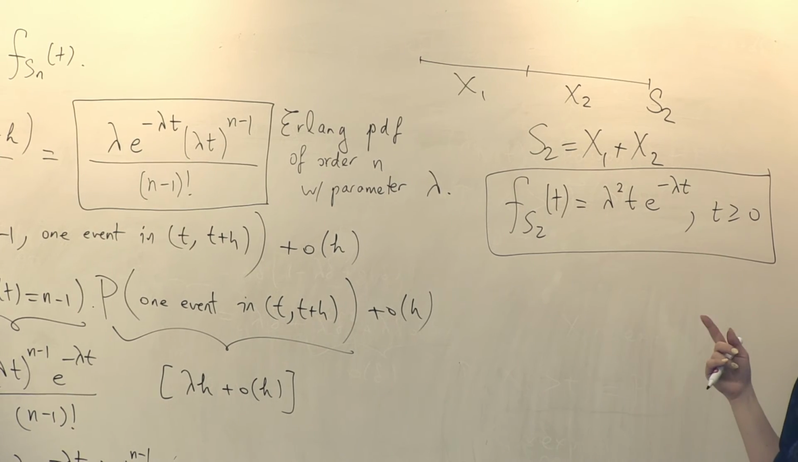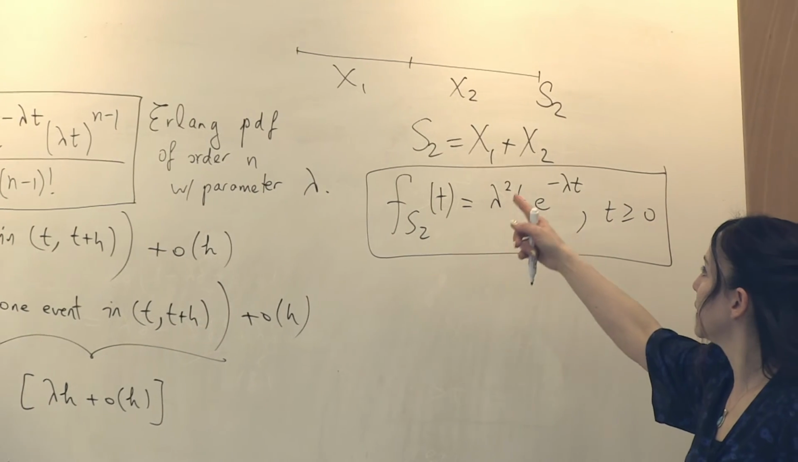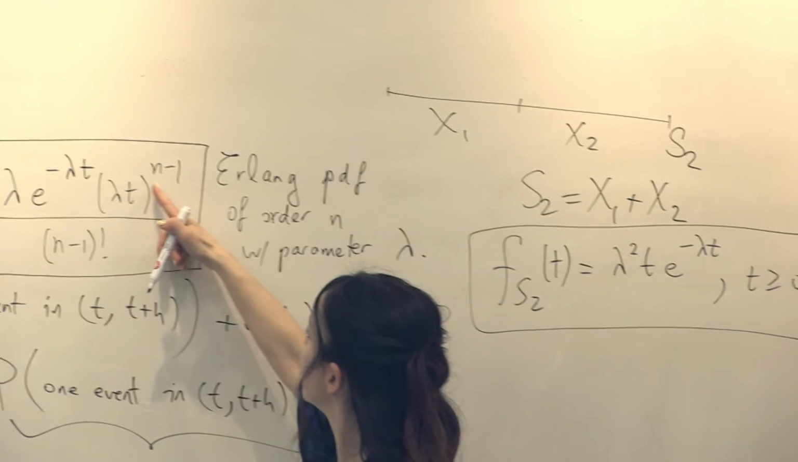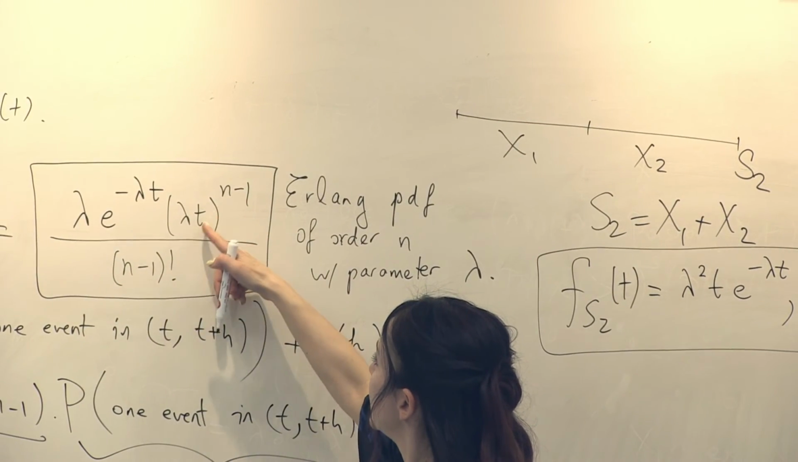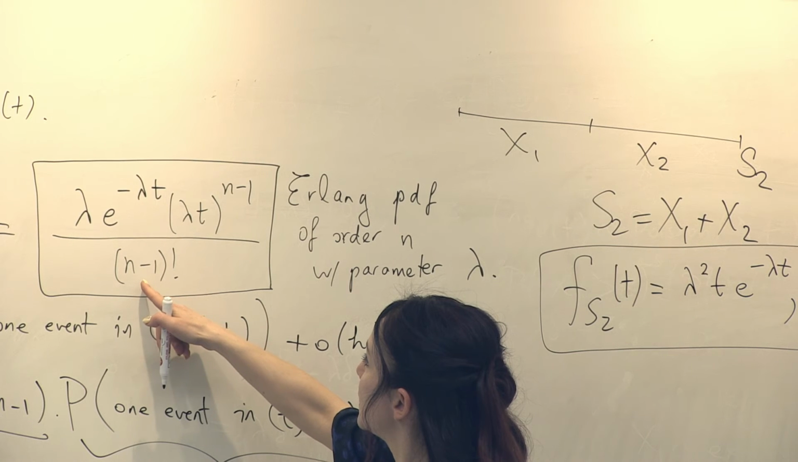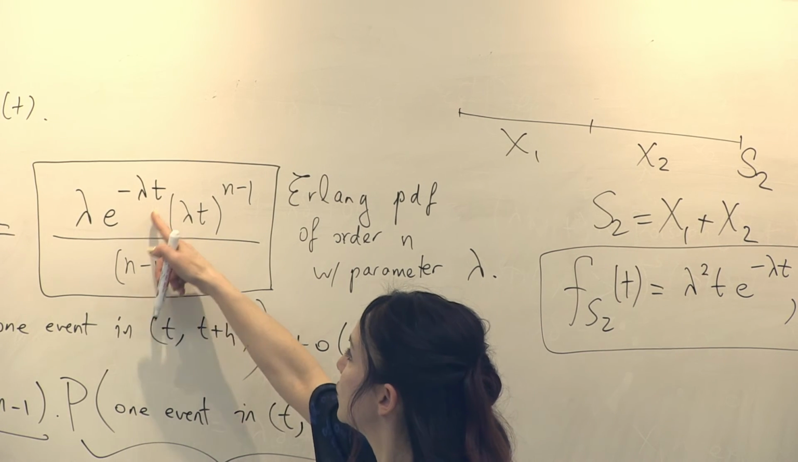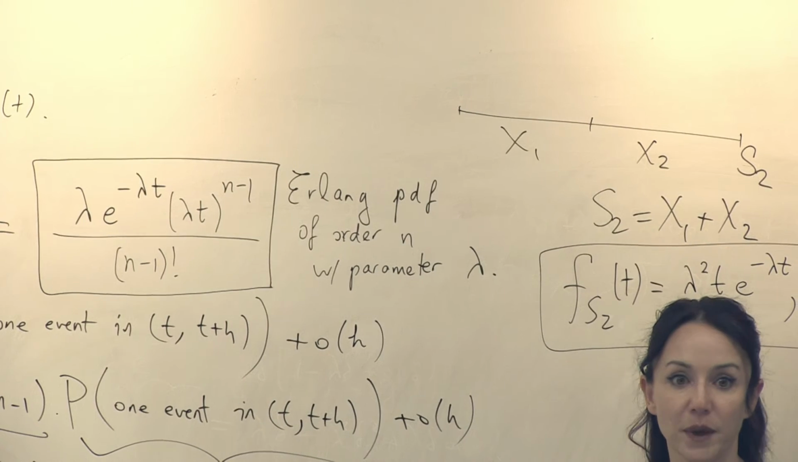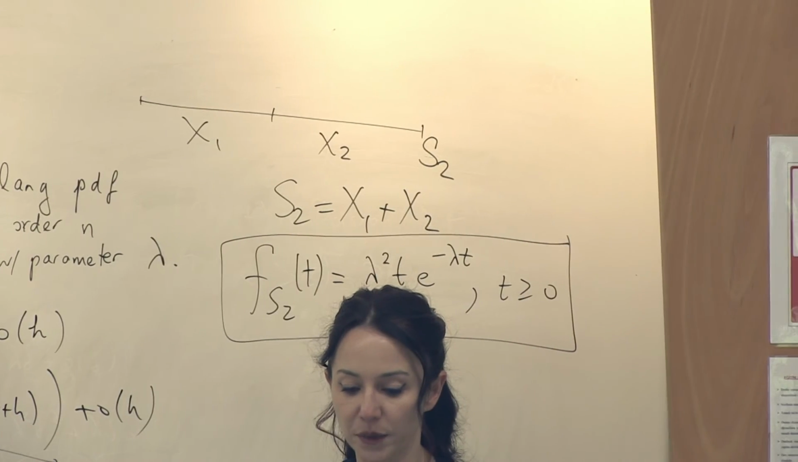To do a sanity check, let's plug in n equals 1. We get 0 here. So lambda t to the 0 is 1. This is 0 factorial. Lambda e to the minus lambda t, which is what we expect. It's the exponential PDF.